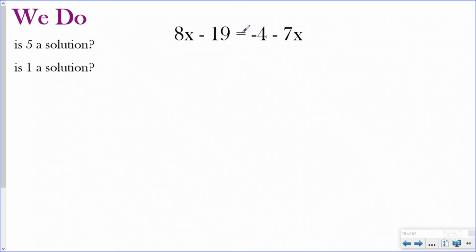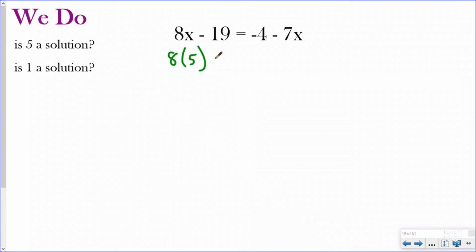So here we have 8x minus 19 equals negative 4 minus 7x, okay? And just like we talked about before, we think of these linear equations as a balanced scale. So we want to make sure our expressions, just like it shows you in the picture, are going to be equal to each other. So we're going to figure out, does 5 make our two expressions equal to each other and balanced? Okay, and so anytime we see an x, we're going to put a 5 in.